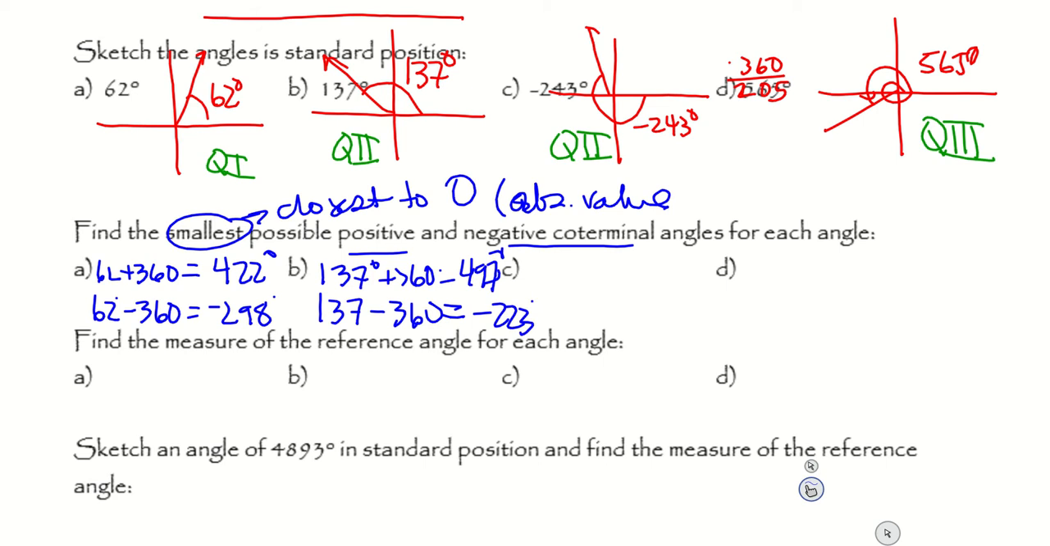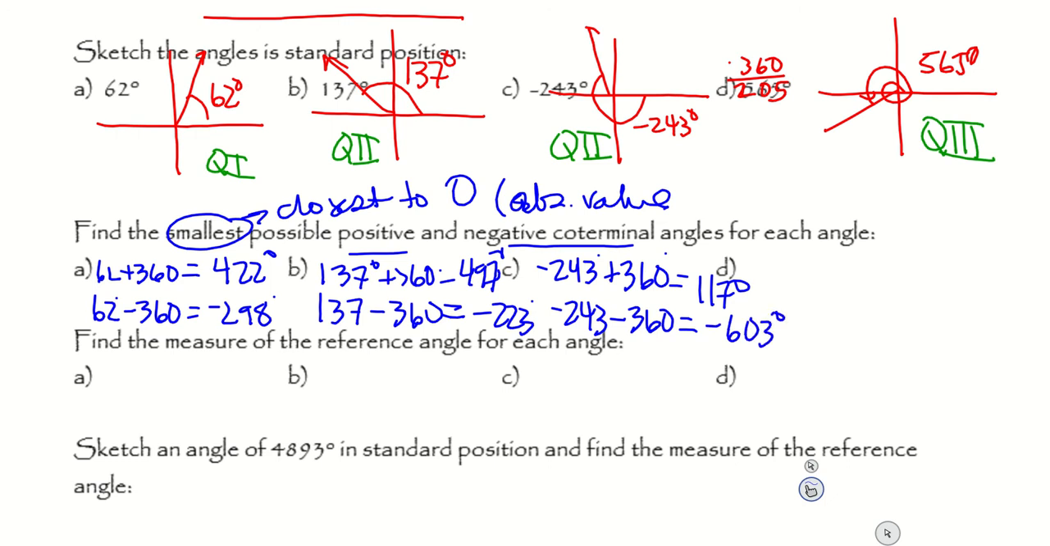For our third one, if we start with negative 243, that's not positive, but if I add 360 to that, I'm going to get a positive angle. And that would give me 117 degrees. If I come back and I start with negative 243 and I subtract 360 from that, that's going to give me another negative angle. And for that, I get negative 603.